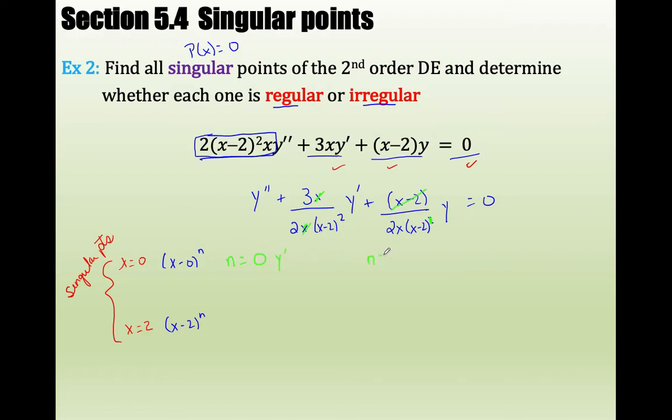And n equals, how many times do you see the factor x minus 0 in the denominator in front of y? There, right? This meets the conditions to be regular. Yes? Right? So the singular point x equals 0 is a regular singular point.